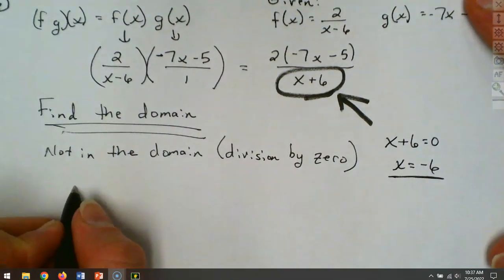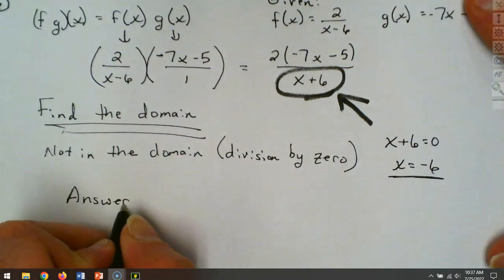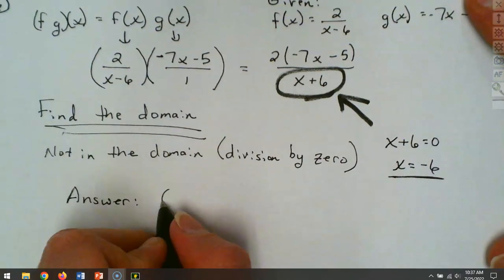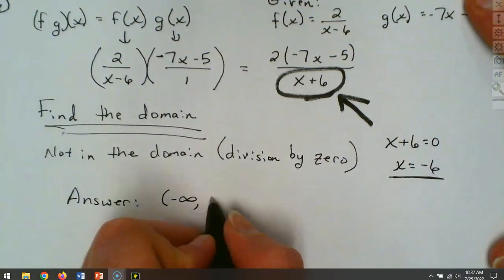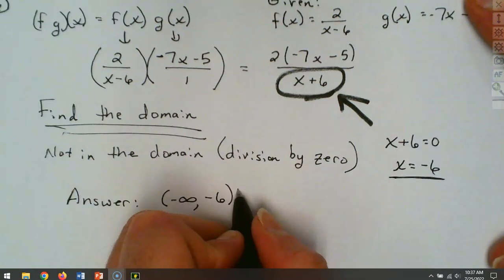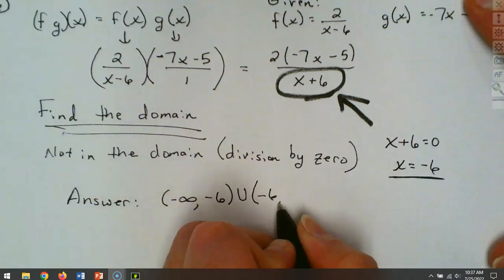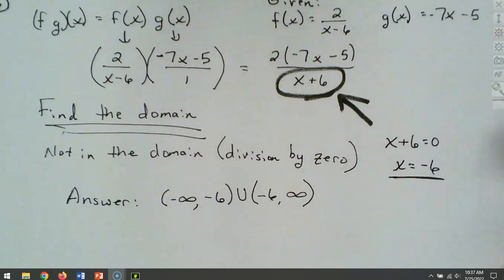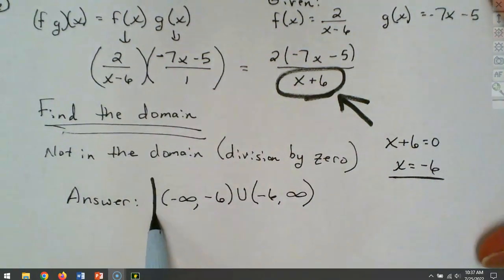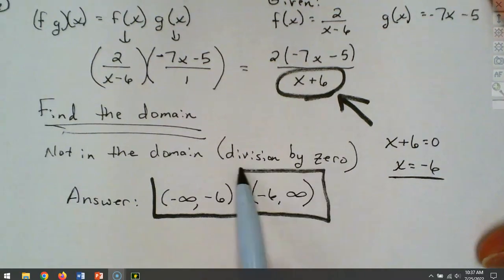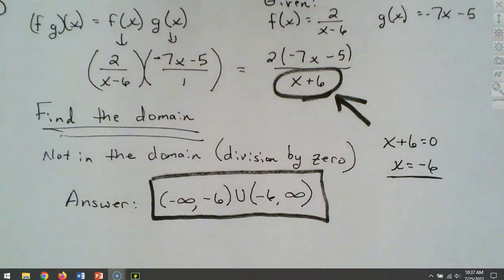Now, how do we write our answer? Well, we write our answer as negative infinity to negative 6 union negative 6 to positive infinity, because that's how they want you to write the domain. We need to find out what number is not in the domain, and we write it out. That's it. It looks more complicated than what it is. The main thing I want you to take away from this question is what's the domain.